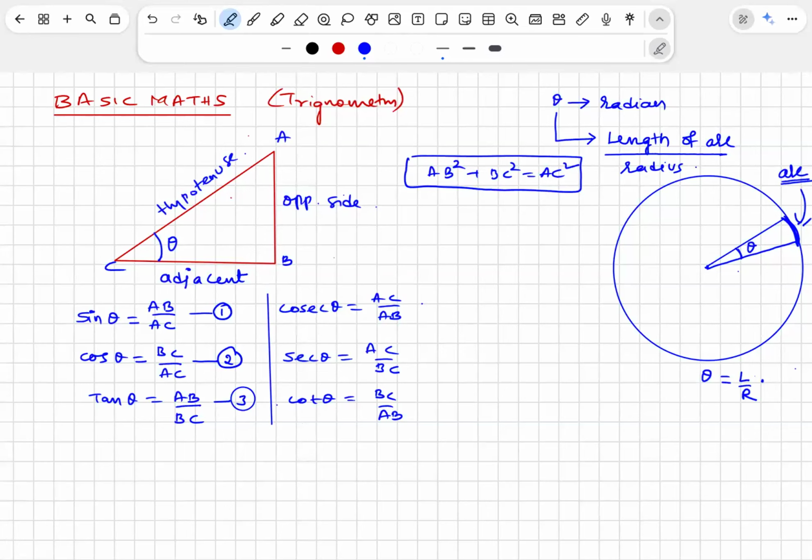Okay. So this is the basic entry point into trigonometry. I hope every student has some basic knowledge on this by this time, because any board, whether it is the state board, CBSE, ICSE, you will have a minimum knowledge on this part. Yes or no?